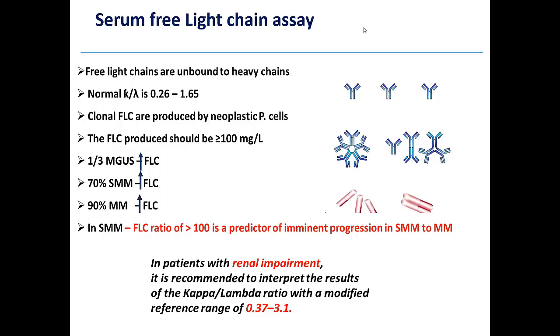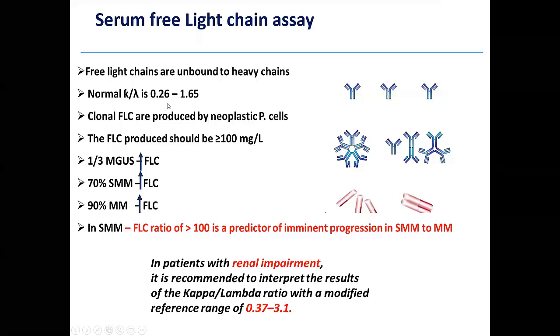However, many of the cases of myeloma have renal impairment, and it is recommended that we should then consider a kappa lambda ratio with a modified range of 0.37 to 3.1 rather than 0.26 to 1.65.